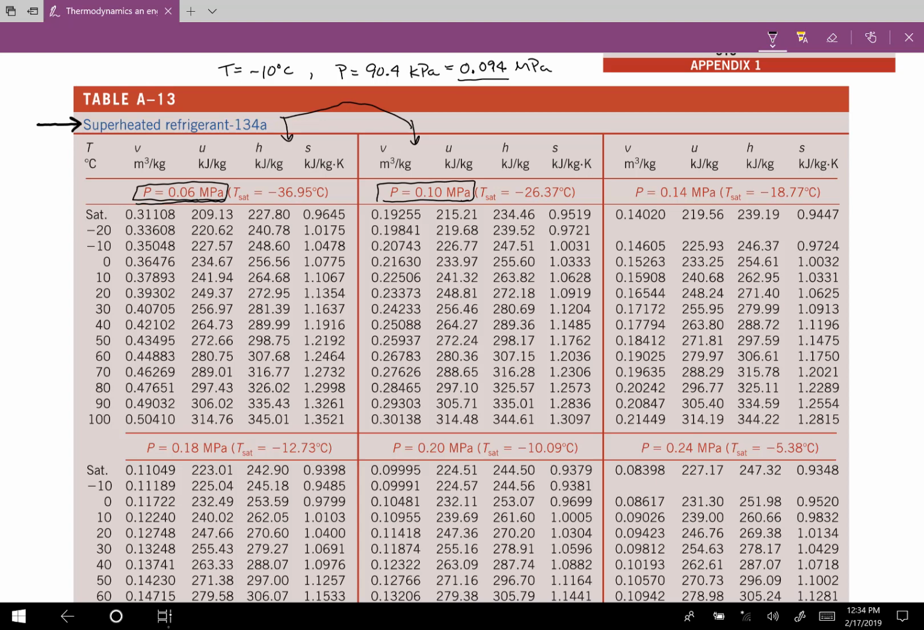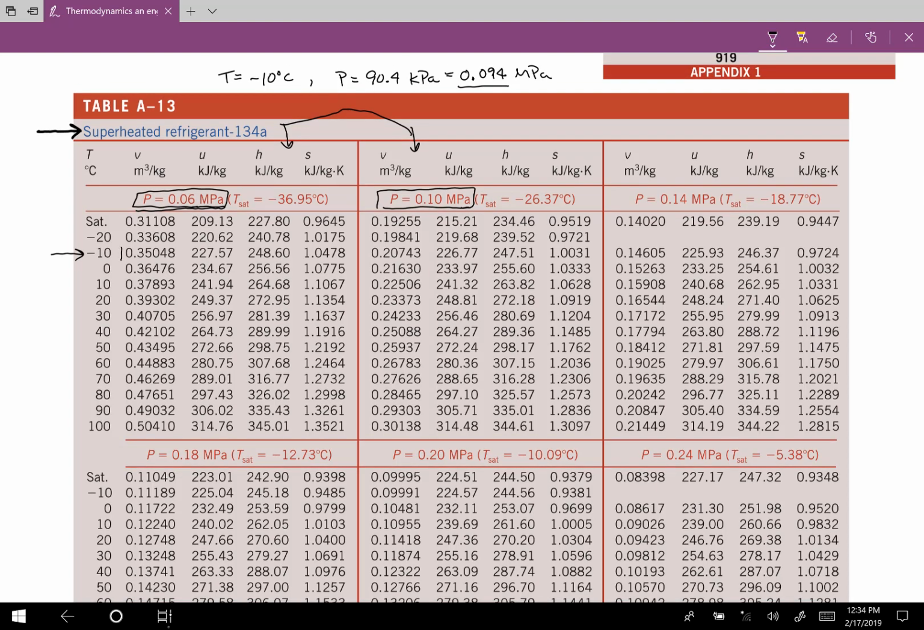So we know that, and let's go to our temperature. Our temperature is negative 10 degrees Celsius. So that means that our specific volume has to fall somewhere between 0.35048 and 0.20743 meters cubed per kilogram. So let's just write this down.